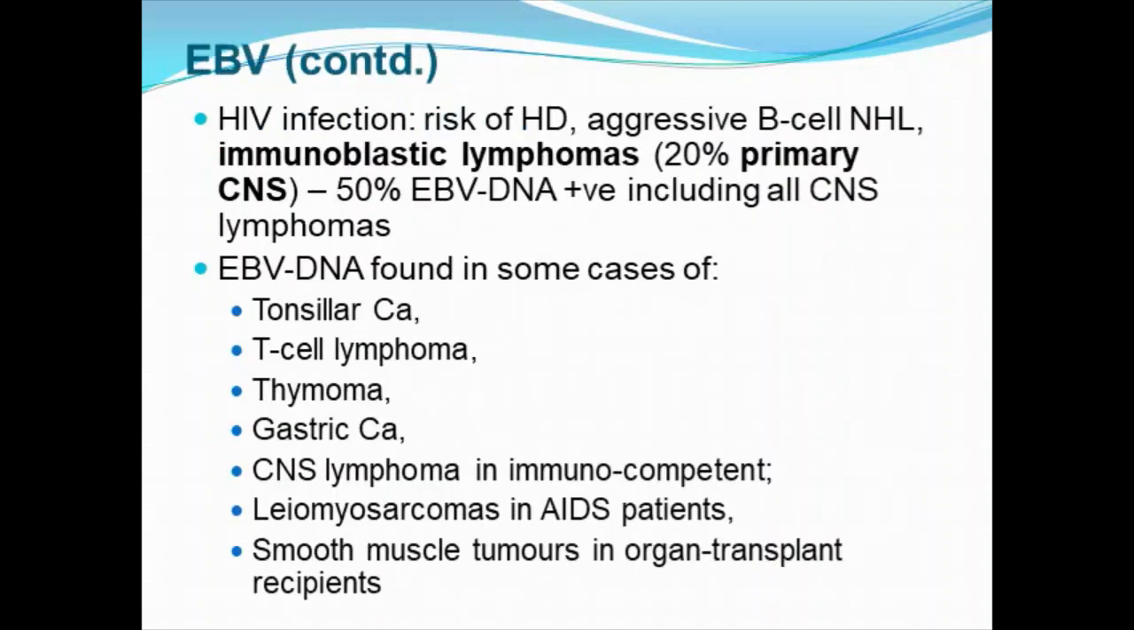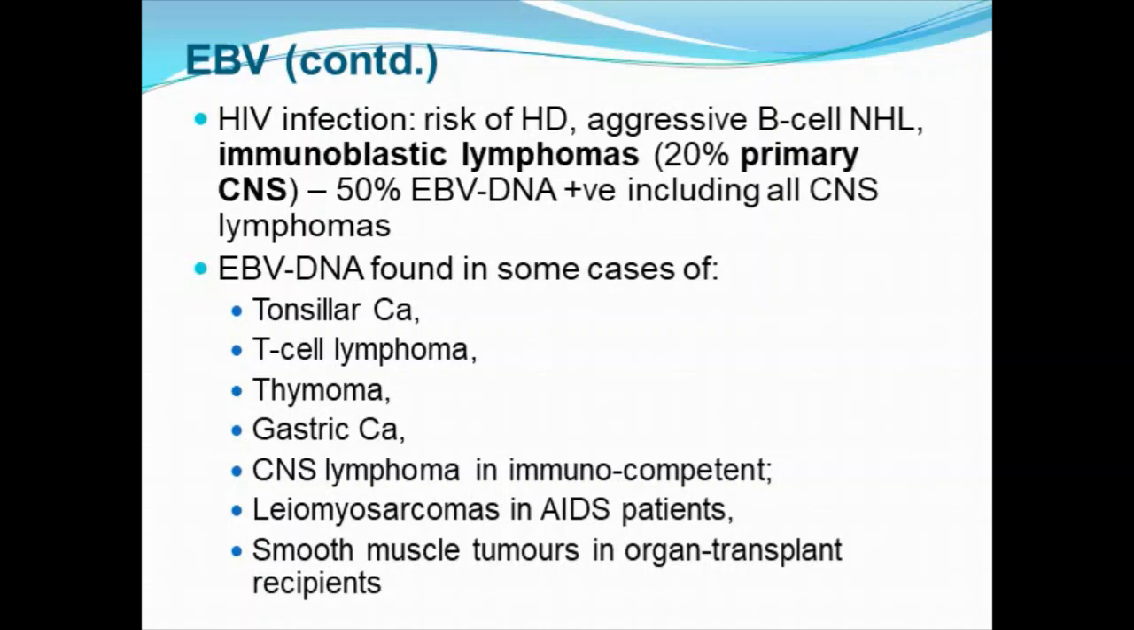HIV infection increases the risk of Hodgkin's disease and aggressive B-cell NHL, that is non-Hodgkin's lymphoma, and immunoblastic lymphomas, of which 20% are primary CNS lymphomas. 50% of these cases of immunoblastic lymphomas demonstrate EBV DNA by PCR, including all CNS lymphomas. All the CNS lymphomas demonstrate EBV DNA.